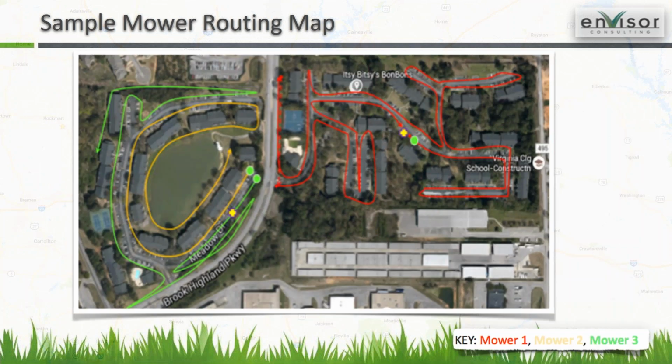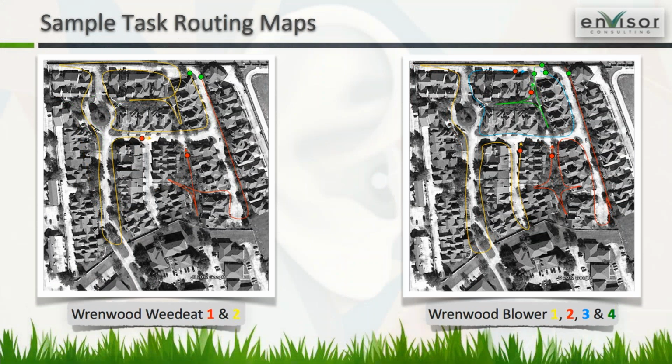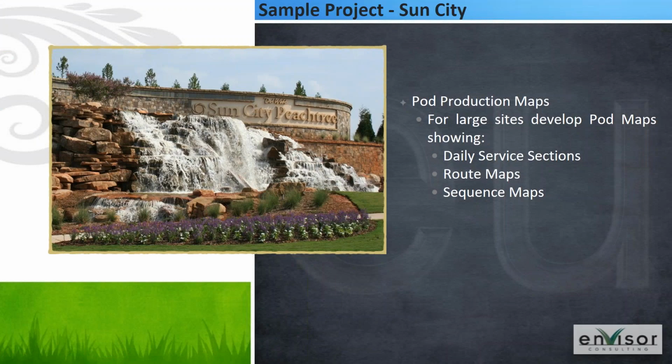Here are some other examples and samples of just mapping out job sites. I've got one example. I'm just going to scroll through quickly. Sun City Peachtree is a Del Webb development south of Atlanta. I worked with a team down there a couple of years ago. And when I was called into the site, the customer was very unhappy. The project didn't look very good.